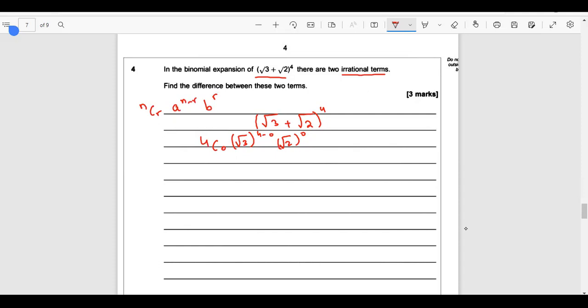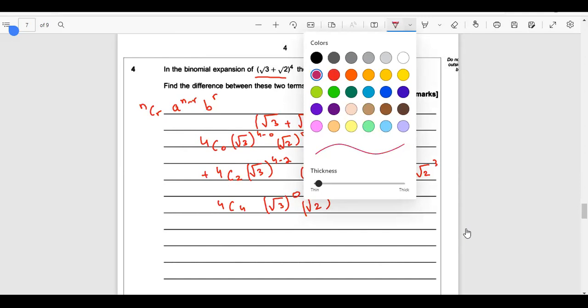If you know which terms exactly would be irrational, it's good. But since we are learning, I am expanding it completely. Plus, the second one would be 4c1 under root 3 power 3 and then under root 2 power 1, plus 4c2 under root 3 power 4 minus 2 into under root 2 power 2, plus the second last one, it would be 4c3 and this is going to give you under root 3 power 1 and under root 2 power 3, and then 4c4 and this would give you under root 3 power 4 minus 4, that would be 0, and then under root 2 power 4. So this is the expansion.